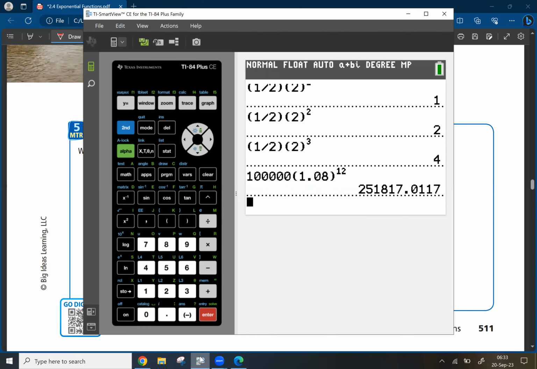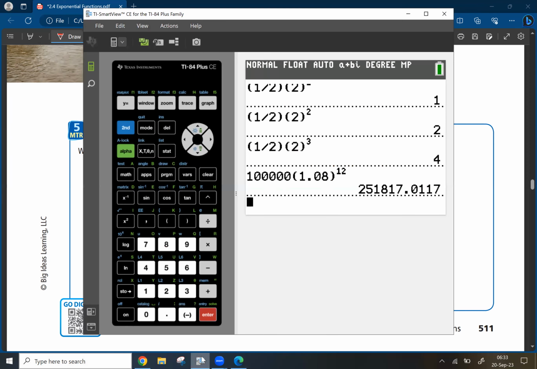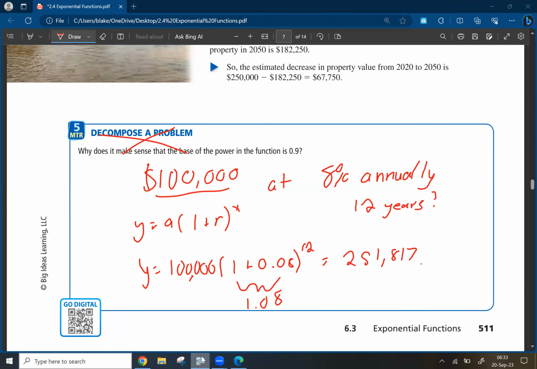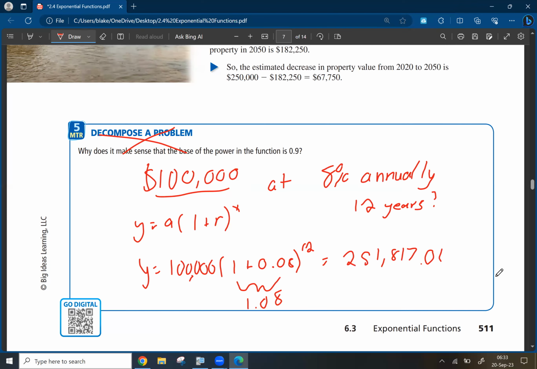So after 12 years, this would increase to 251,817 and some change as well. Since it's money, let's go to two decimal places, so $251,817 and a penny. All right, so be mindful of this question when you see it on your skill check.